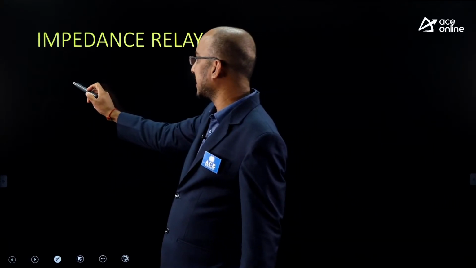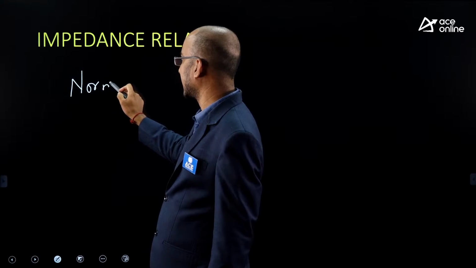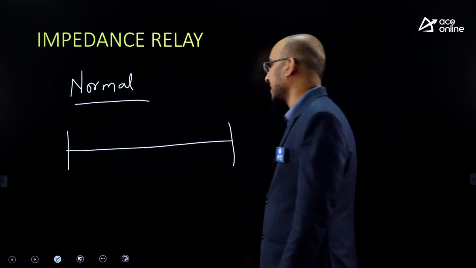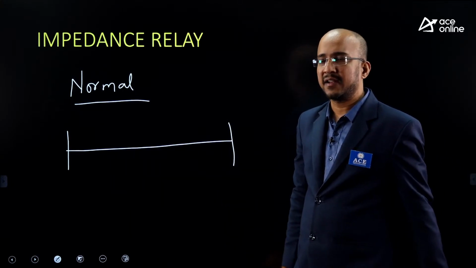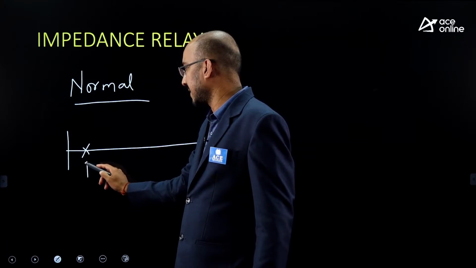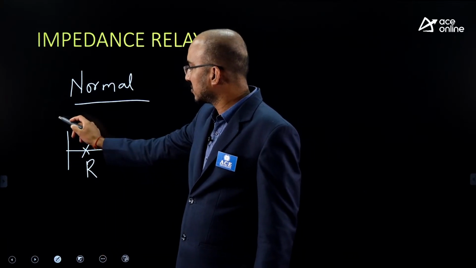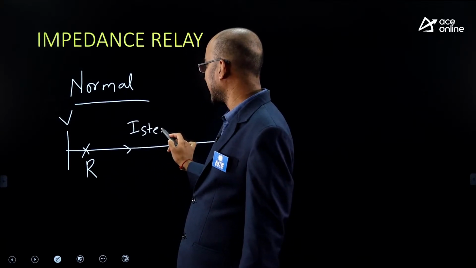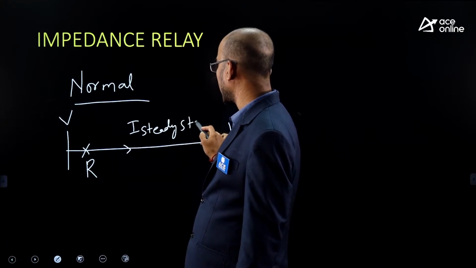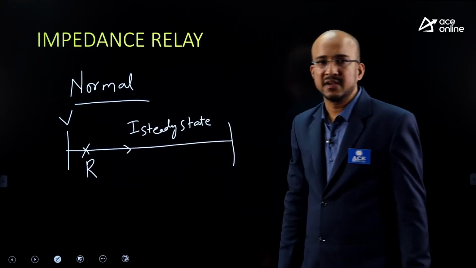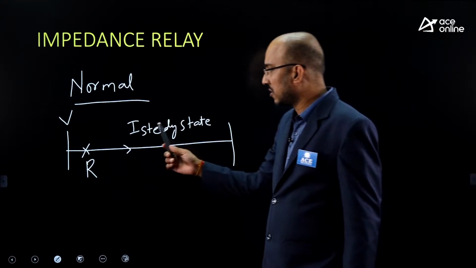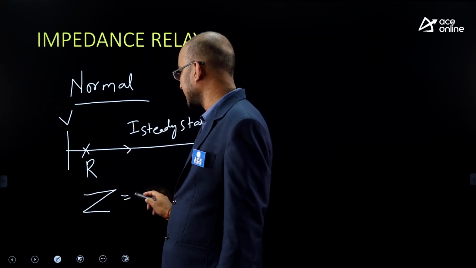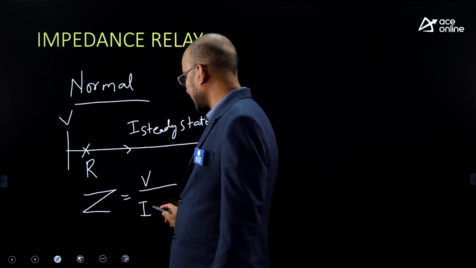During normal condition, suppose you want to protect this section of line using an impedance relay placed at this location. Here V is the voltage. During normal condition, what will be the current absorbed by the relay? The steady state current. So, what is the impedance seen during normal condition? Z is equal to V by I steady state.